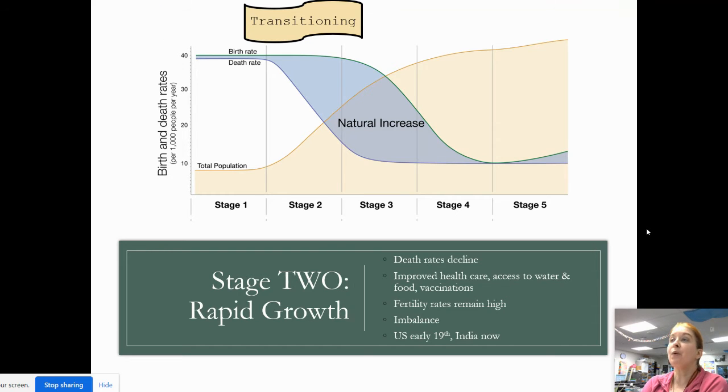Then we have our stage 2, our rapid growth. You can see the birth rate is high, the death rate has dropped, but the population has this nifty little exponential growth going on. So death rates decline due to improved health care, access to water and food, and vaccinations, while fertility rates remain high. A lot of babies. It's fairly imbalanced. Think of the US back in the early 19th century or India now. Lots and lots of babies are being born, but we're still trying to get that balance down.